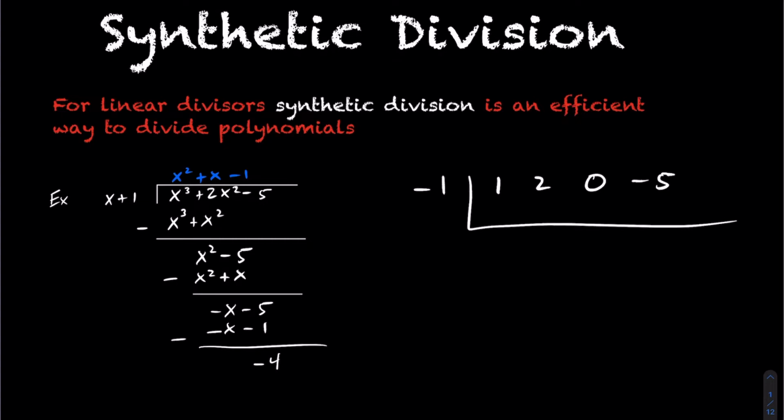Once we have this written down, we go to our first column. We're going to drop down that number. In this case, the number is a 1, so we drop that down. Now we're going to take 1 multiplied by -1, which is -1, and write it in the second column. Adding the numbers in the second column, we end up getting 1. Continuing on with multiplication, 1 times -1 yields -1. That goes in the third column. Adding up the numbers in the third column, we get -1. Then we have -1 times -1 is +1. Adding this up, we get -4.